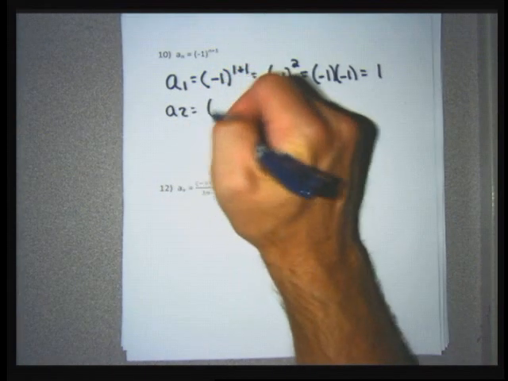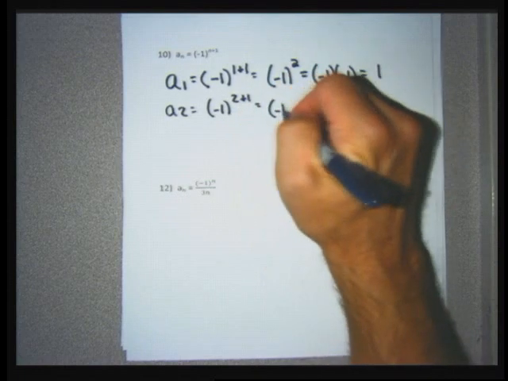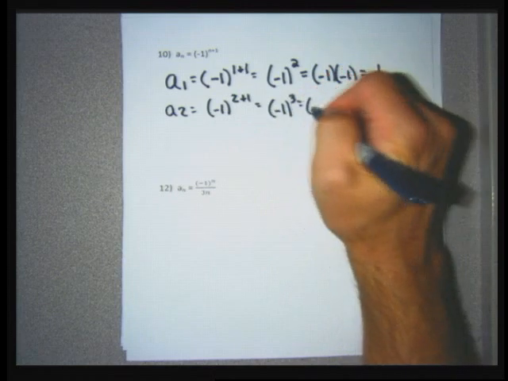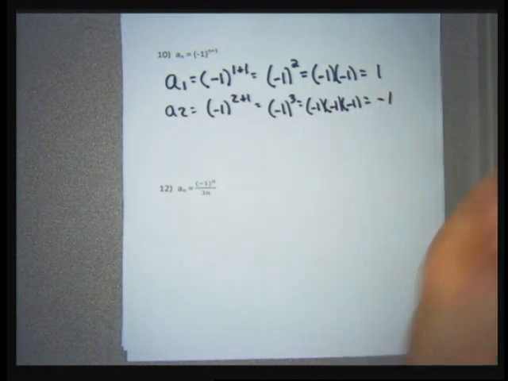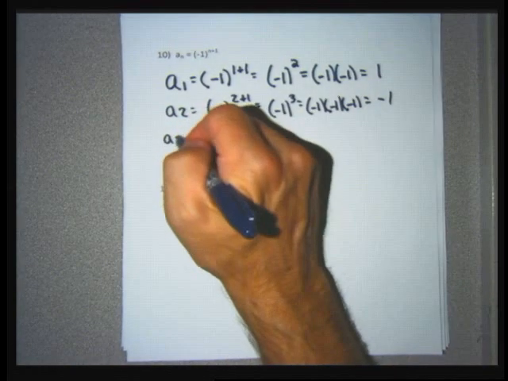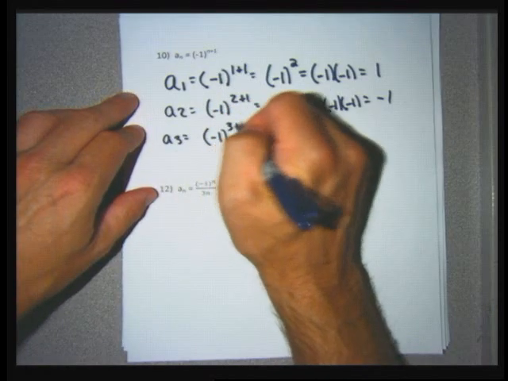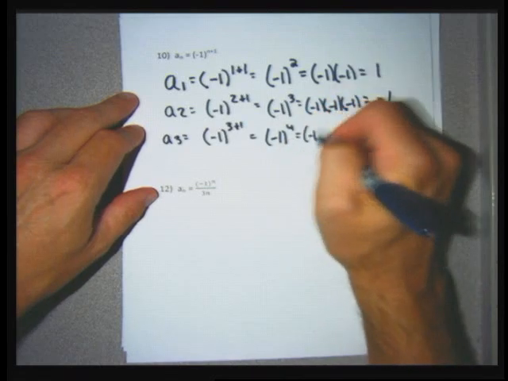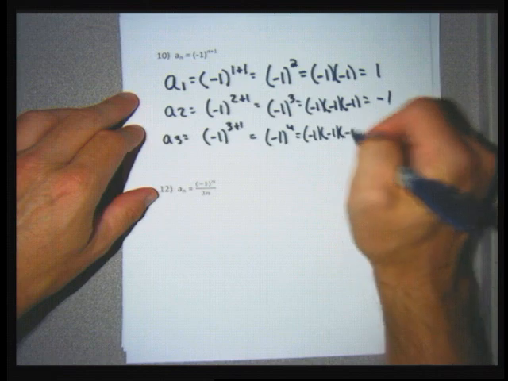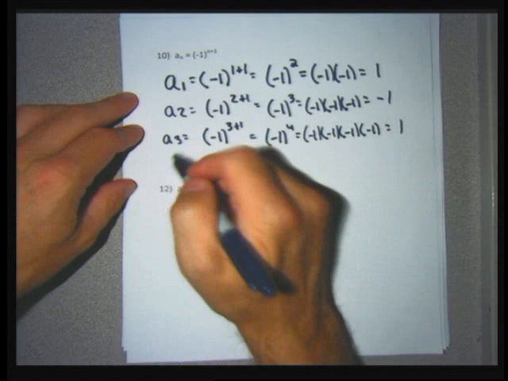A sub 2, I'm going to plug a 2 in for the n and get a sub 2 equals -1 to the 2 plus 1 power, which is -1 cubed, and that's -1 times -1 times -1, which is equal to -1. A sub 3, I'm going to make that -1 to the 3 plus 1 power, which is -1 to the 4th power, which is 4 negative 1s being multiplied. When you multiply 4 negatives, you get a positive. When you multiply 4 1s, you get 1, so that's going to be 1.